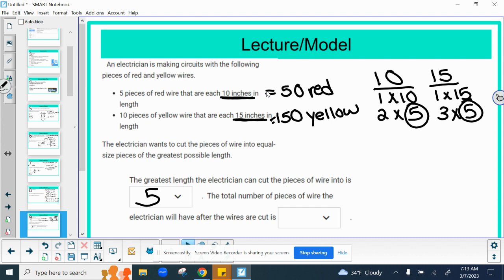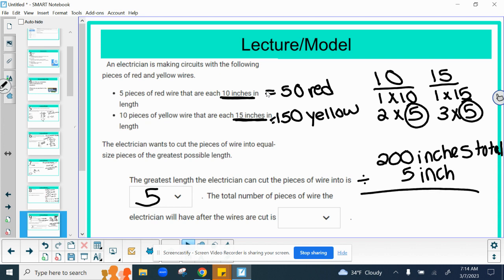All right, the total number of pieces of wire the electrician will have after cutting the wires is, okay. So what I see here is that we have 50 inches total of red wire and 150 inches of yellow wire. That means we have 200 inches total. And we're going to divide that into 5-inch pieces. 200 inches divided into 5-inch pieces is 40 pieces.